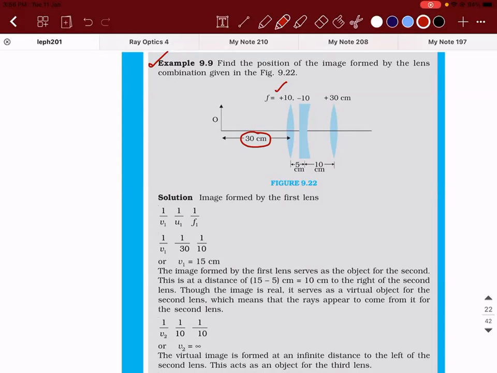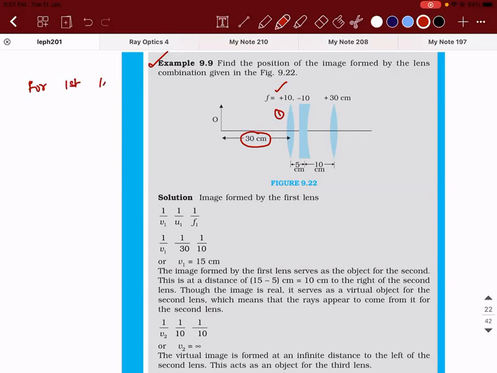In between two convex lenses, there is a concave lens which is kept at a distance of 5 centimeter from the first convex lens and at a distance of 10 centimeter from the second convex lens. Now we need to find where the final position of the image is formed. So let's calculate the image distance with respect to the first lens.